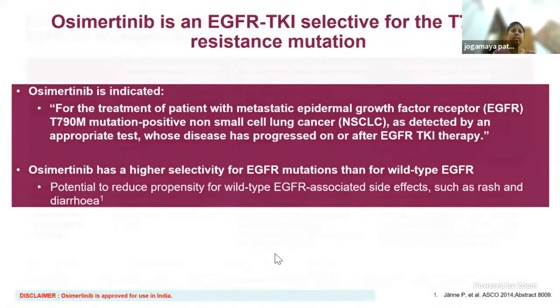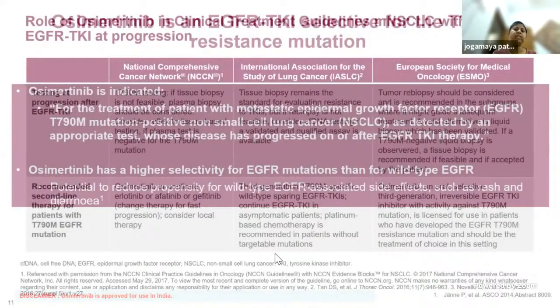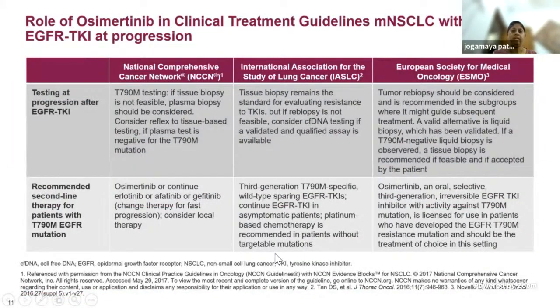So various sites or various guidelines have mentioned EGFR osimertinib as the second line treatment of choice in EGFR TKI pre-treated patients, as the best option for second line therapy.